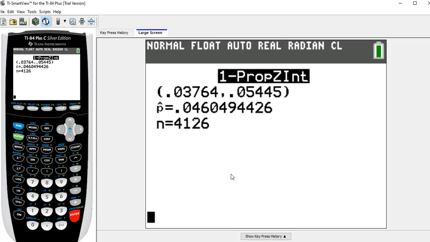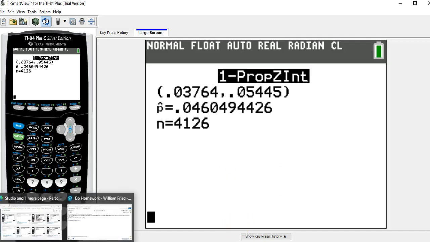0.03764, 0.05445, and that p hat, that's the sample proportion, that's going to be the best estimate for the actual population proportion, 0.046049. That's the answer to the first question that they ask in the homework.